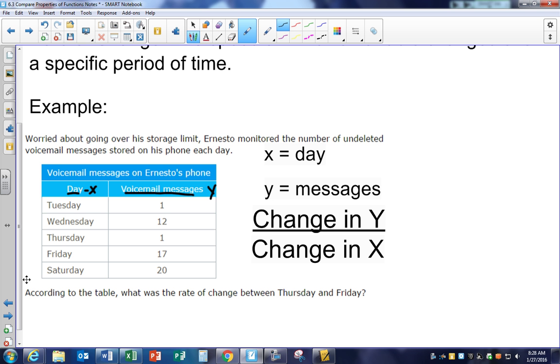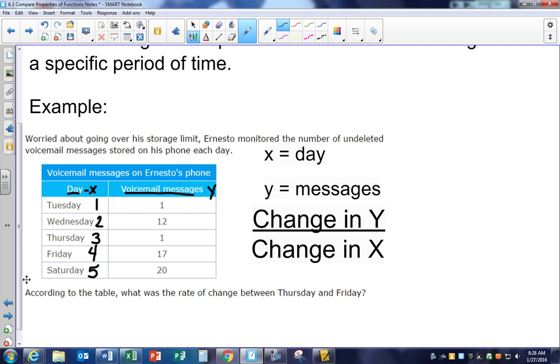So now we see Tuesday, Wednesday, Thursday, Friday, Saturday as our X values, and our voicemail messages are 1, 12, 1, 17, and 20. Since our X values are not in numbers, we can just assign them a number. Since Tuesday's our first day, we just start with 1, and then the day after Tuesday, Wednesday, is just a change of 1. So Wednesday can be day 2, Thursday is day 3, Friday is day 4, and Saturday is day 5.